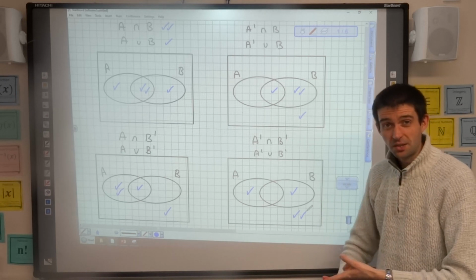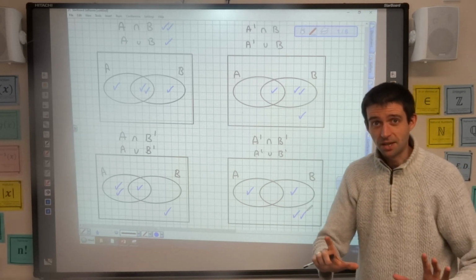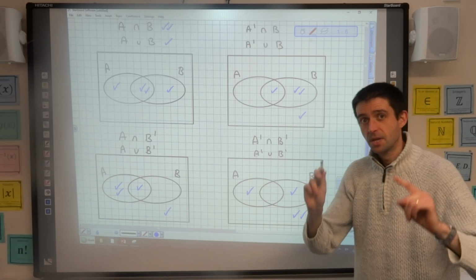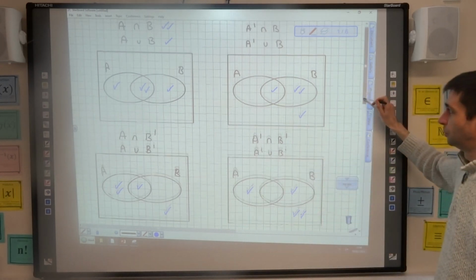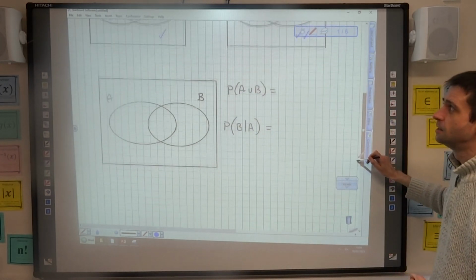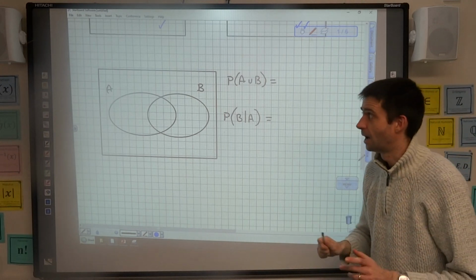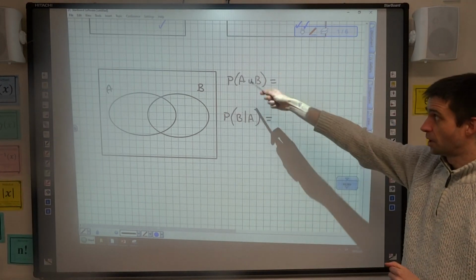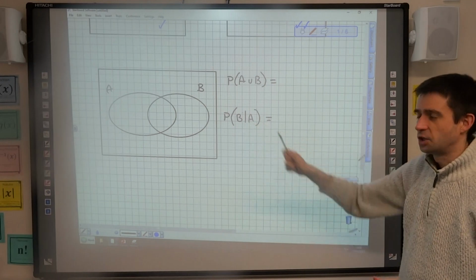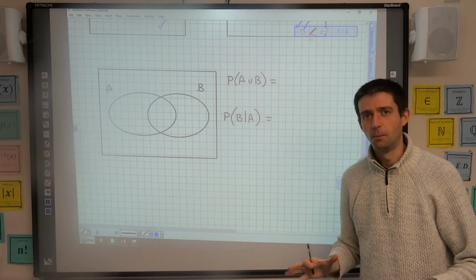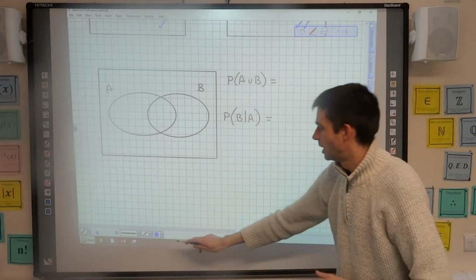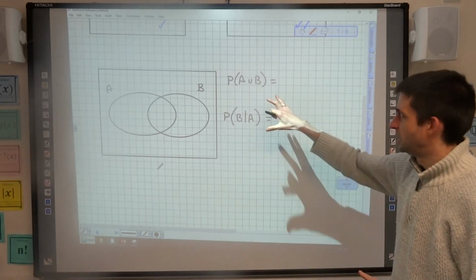Where you've got two ticks is the intersection, where you've got any ticks is the union. Right, stay with me. I'm just going to do a little bit on the formulae that you need when you're working with a Venn diagram. There's one about A union B, and then there's the conditional probability formula. I'll talk about that in a minute. But I'll start off with the probability of A union B.